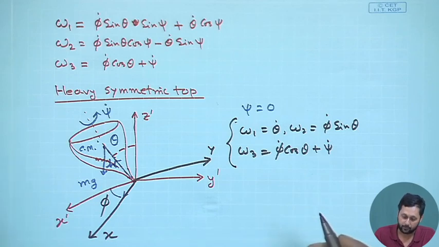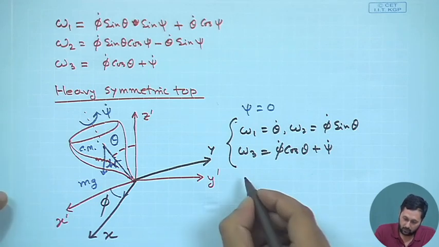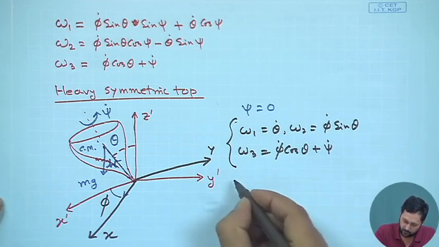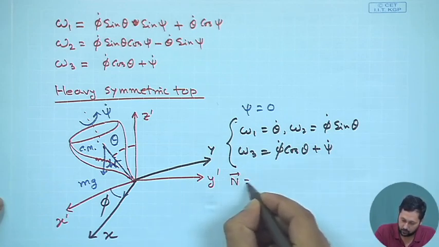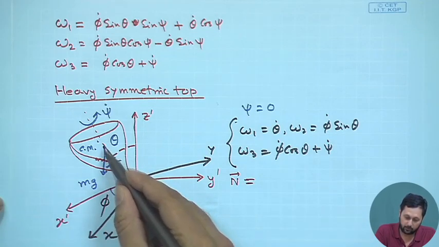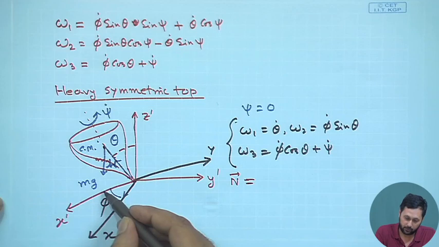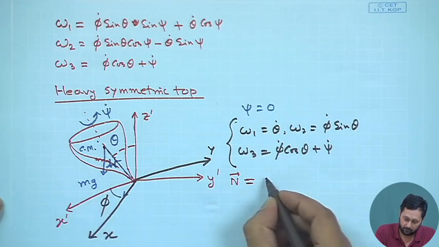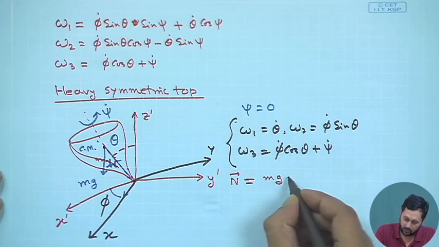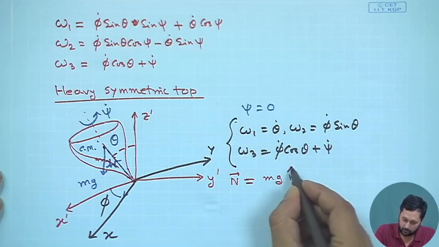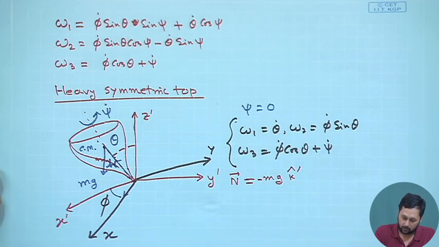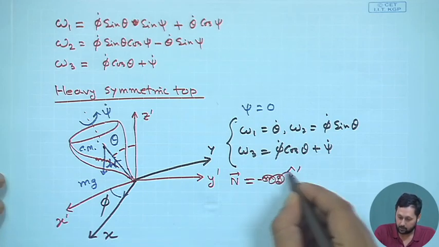So, in order to get the torque, let us start by writing n. mg is working through the center of mass downwards. So, we can write mg to be equal to mg k capped with a minus sign. Sorry, it will be r cross mg.